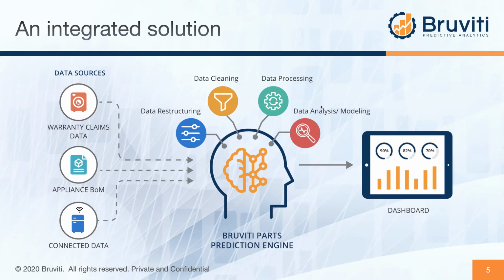So one of the first things we do is take that information and massage it to create a structure that is more friendly for Brevity's prediction engine, or what the Brevity parts prediction engine needs. And then once we structure the data, we do the data cleaning.